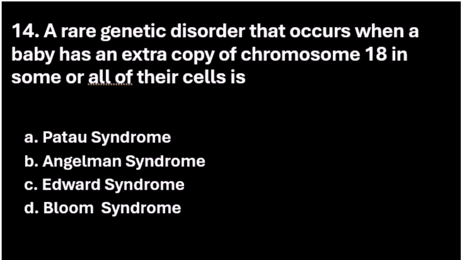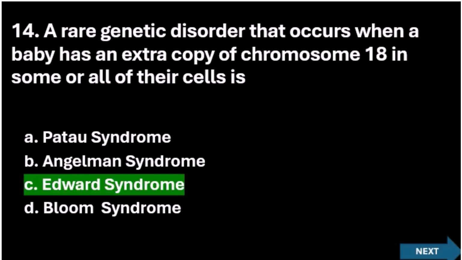Next question. A rare genetic disorder that occurs when a baby has an extra copy of chromosome 18 in some or all of the cells is option A, Patau syndrome, option B, Angelman syndrome, option C, Edwards syndrome, and option D is Bloom syndrome. The right answer is option C, Edwards syndrome. Chromosome 18 is related to Edwards syndrome.